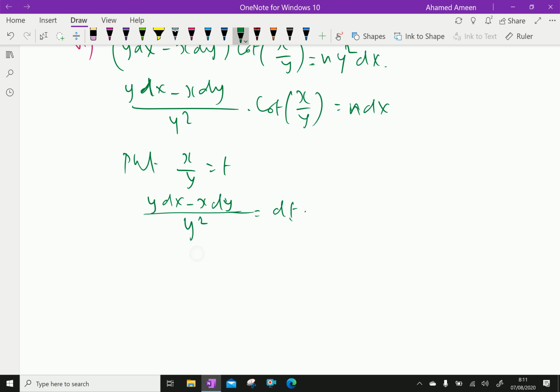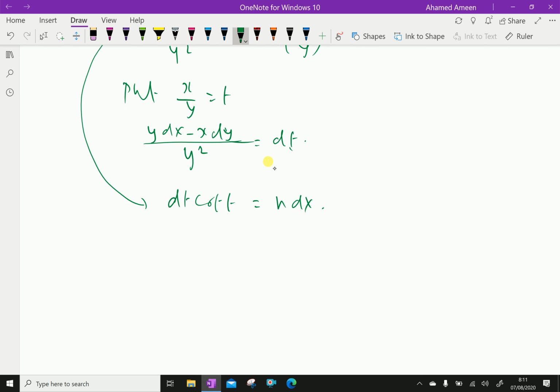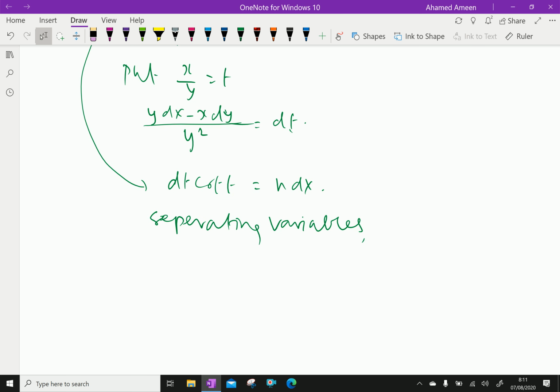Therefore, you can write this one as cot t dt equal n dx. Separating the variables now. Cot t dt equal n dx.